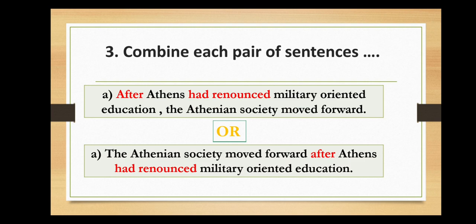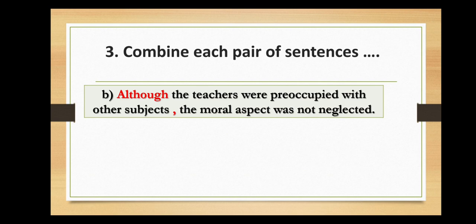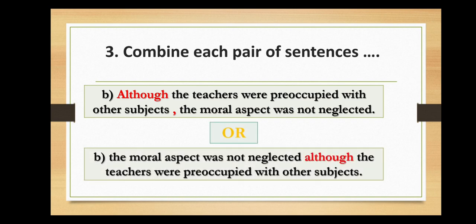We move on to sentence B. The teachers were preoccupied with other subjects. The moral aspect was not neglected. So you are required to use although. So you can say, although the teachers were preoccupied with other subjects, the moral aspect was not neglected. Or you can say, the moral aspect was not neglected, although the teachers were preoccupied with other subjects. So both of them are correct.